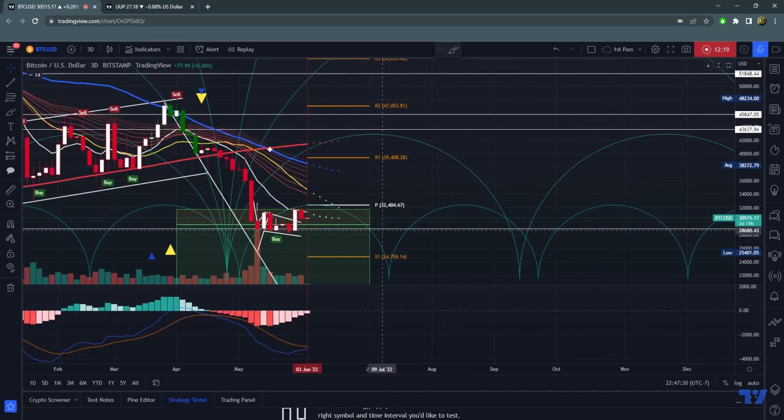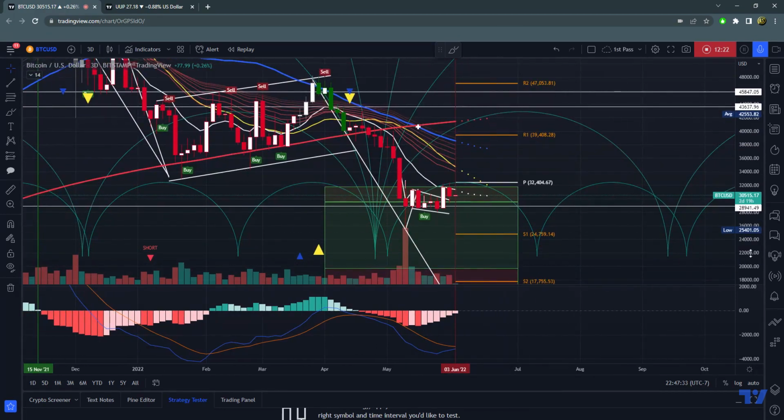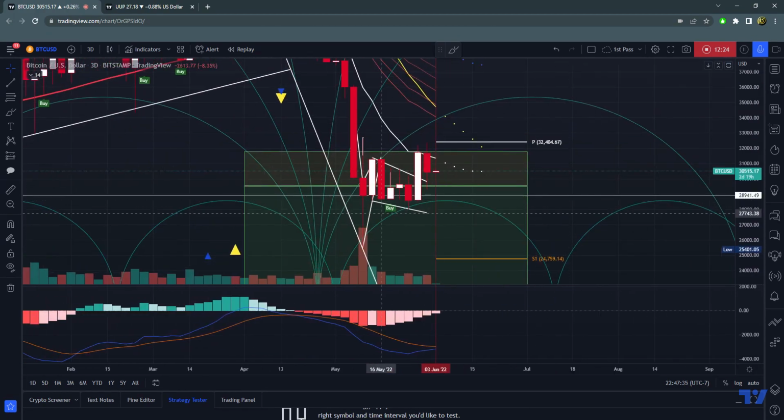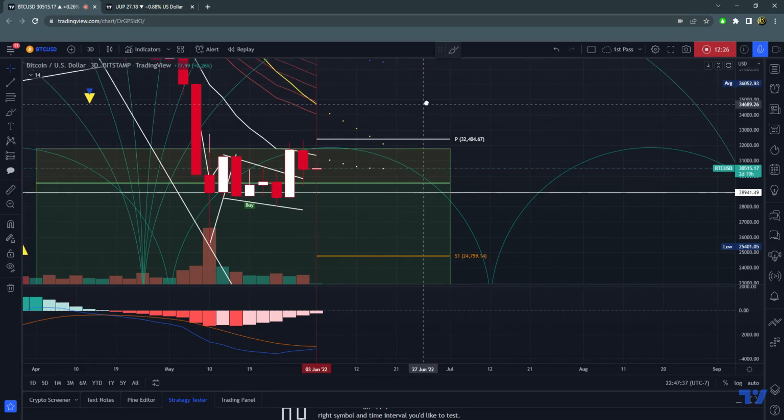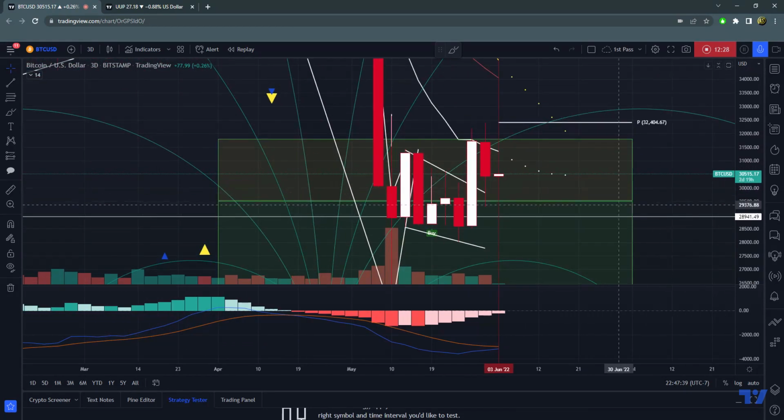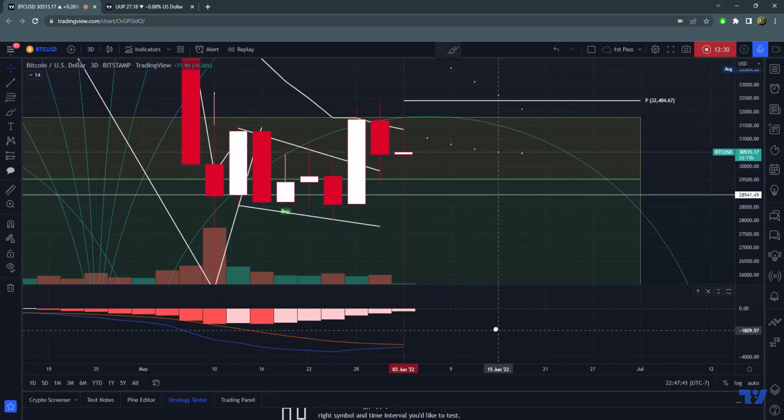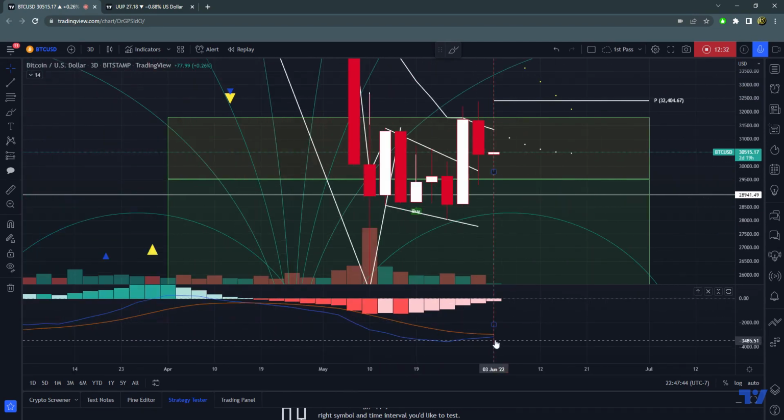Okay, so now we're at the flag. We're at the little bitty flag that broke out, but then it kind of failed. And so a lot of people are questioning what happens now. Well, again, if you're going by the MACD on the 3-day, it's about to signal to buy in.